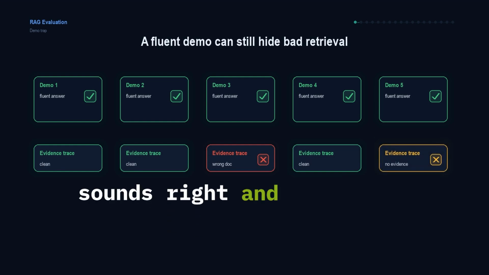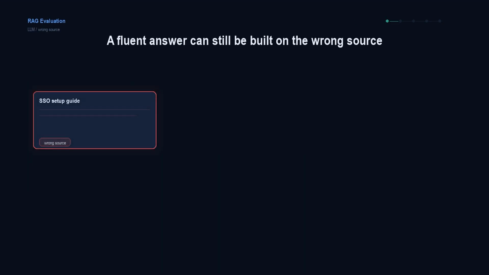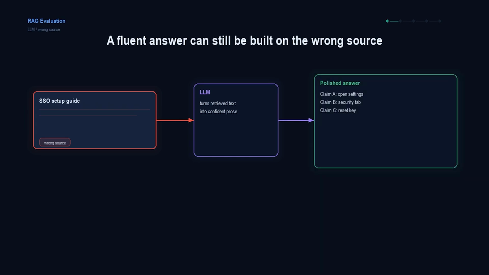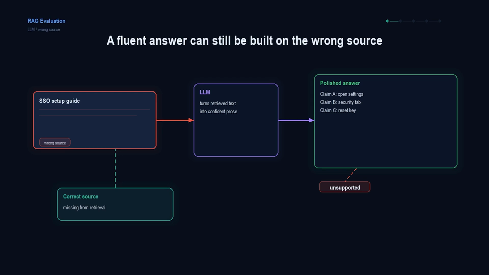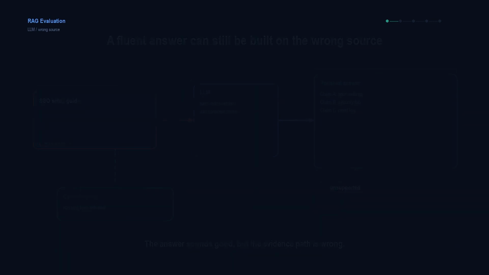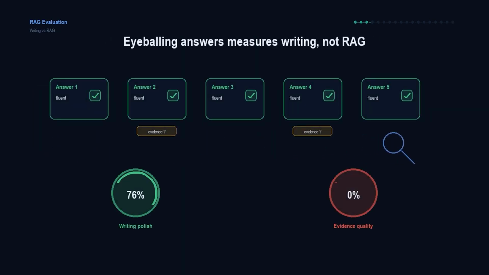But sounds right and is right are two completely different things. A model can write a beautifully fluent answer using the wrong document. It can also write a correct sounding answer that's quietly hallucinated, with retrieval contributing nothing useful at all. And a human skimming 5 demo answers will almost never catch this because fluent language is persuasive even when it's wrong. So if you only eyeball the outputs, you're not evaluating RAG. You're evaluating whether the model is a good writer. Those are not the same skill.